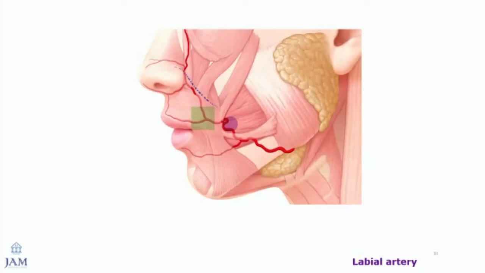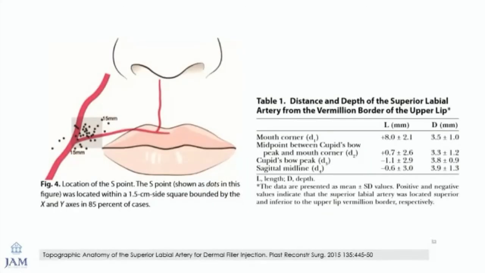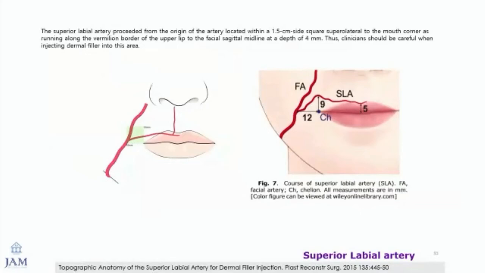Next slide, I want to talk about the labial artery. This is the depth and the distance from the mouth borders. The superior labial artery is located within a 1.5 centimeter square, superior lateral to the mouth corner, and the depth is around or over 3 millimeters. So on average they have a 4 millimeter depth. So if we want to inject here, you must take care about that.